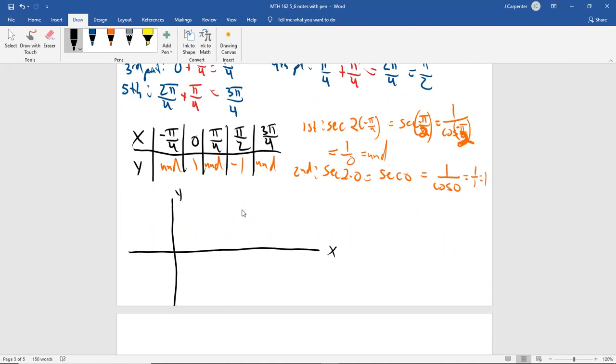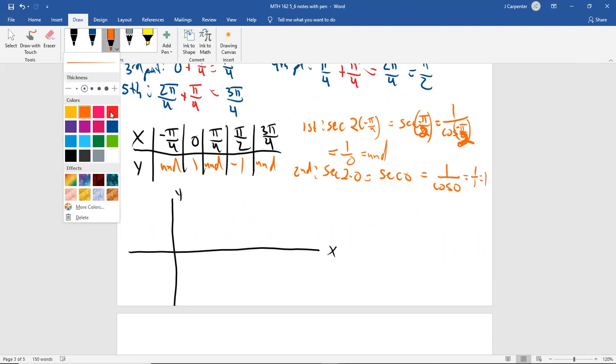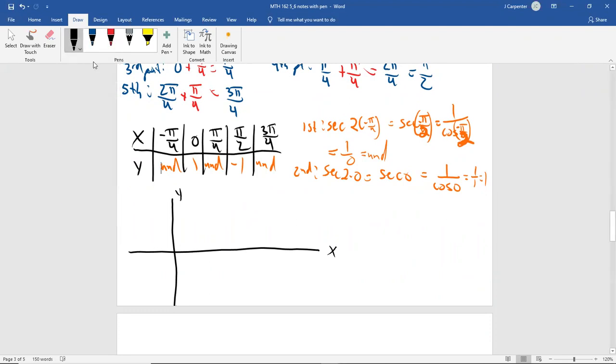X, y, we got x values of negative pi over 4, 0, pi over 4, pi over 2, and 3 pi over 4. So in blue, I'm going to draw the actual cosine wave.